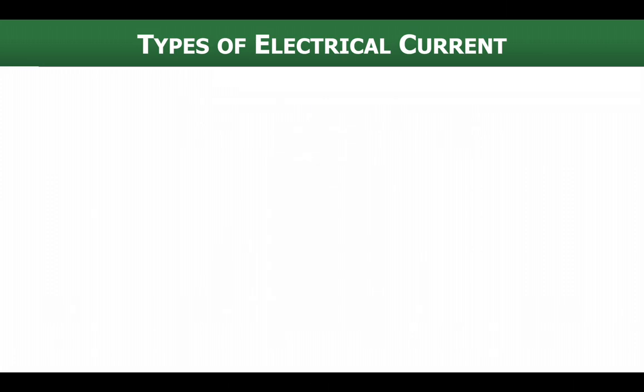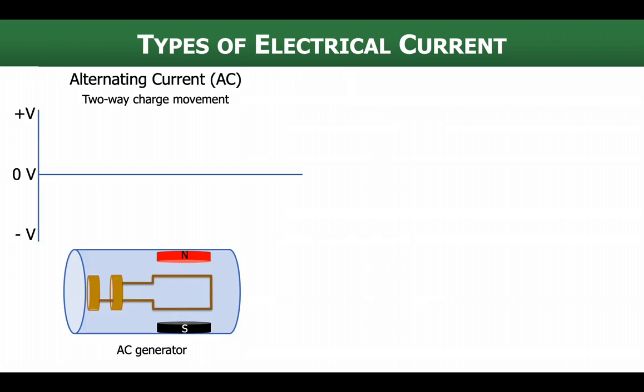Okay, so what about types of electrical current? We talked about voltage, current, and resistance. We want to break current down into two subcategories. First is alternating current. Alternating as in back and forth, the two-way movement of a charge. And this is the type of current that is produced by spinning turbines, electrical generators, AC generators. They create what is called a sine wave.